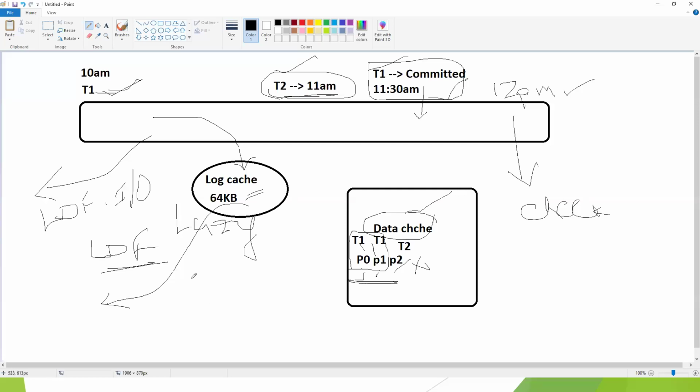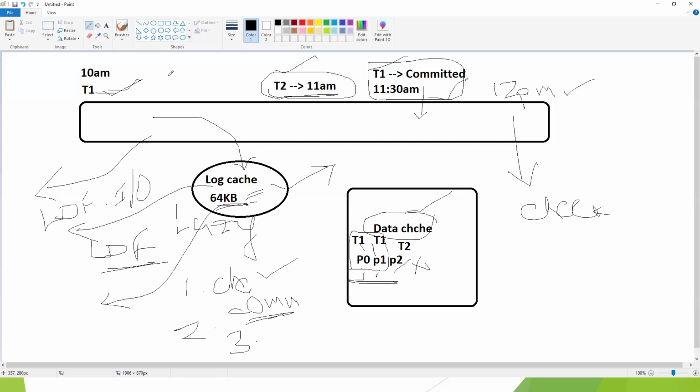So when will it write? A few things. One is if a checkpoint happens. I'm talking about a checkpoint for the log cache. The logs will be written to the transaction log file if a checkpoint happens. Second, if the transaction is committed. So first point, whether the transaction is committed or uncommitted, the logs will be written to the transaction log file. Second, if the transaction is committed, then immediately it will write into the transaction log file, even if the cache is not full. Third, if there is a database restart or a crash. In all these scenarios, it will write into the transaction log file.